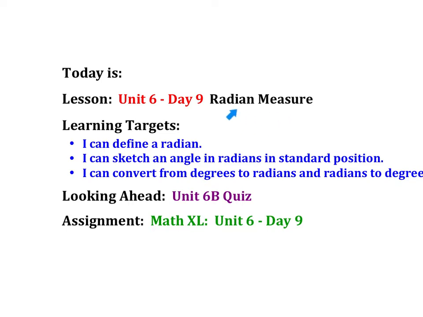Now, radians are a different way to measure angles. So far in your entire math career, you have been stuck in degrees. So that's how we've always talked about angles: 70 degrees, 60 degrees, 45 degrees. But there's another way that they can be measured, and that is radians.